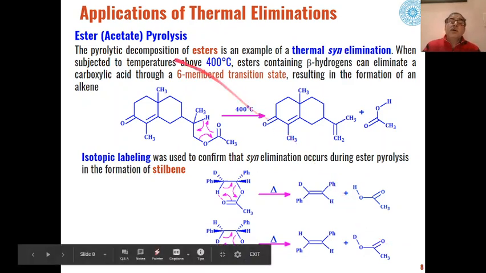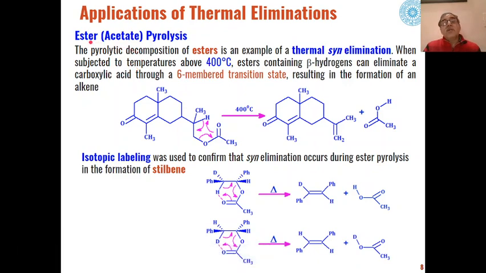Then, different applications of these pyrolytic or thermal eliminations. The esters undergo pyrolysis. For example, in this ester, when it is heated at 400 degrees centigrade through this 6-member transition state, this will lead to the formation of this type of alkene, and acetic acid will be removed through pyrolytic elimination.